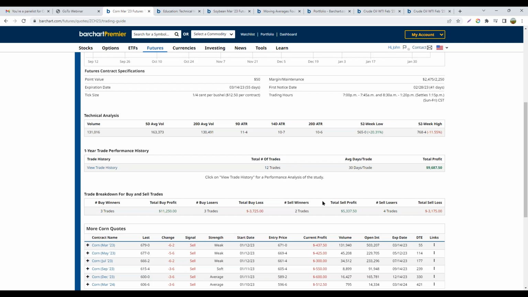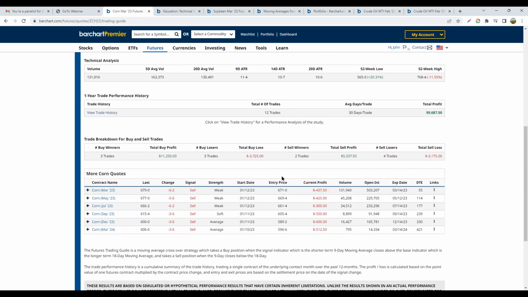Then we have our trade history, which is the number of trades that have occurred in the past year. Notice in this case, we have 12 trades. And then the average days that we were in the trade, in this case, 30 days, and then the total profit of all 12 of the trades. Now below that, it breaks down the 12 trades into winners and losers and longs and shorts. So you can look at that. Now, if you want more detail about each individual trade, you go here where it says view trade history.